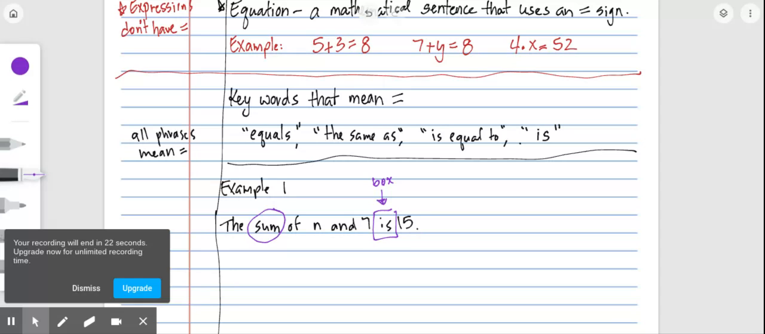Okay, so the first thing that I'm going to do is I need to remember what the word sum means. The word sum means to add. So I know that I have an addition sign in here. Because of this word is, I also know I have an equal sign. So I know that I'm using the sum of n and 7, so n plus 7, and it equals 15.